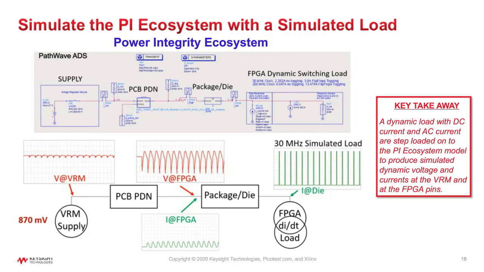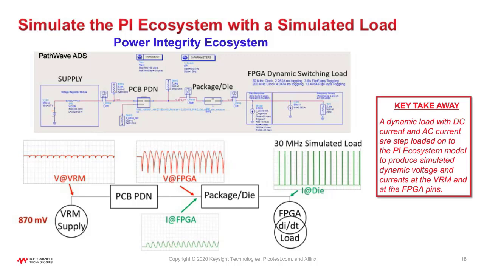Voltage and current simulator probes are placed at the VRM input side to the PCB PDN and at the output of the PCB PDN at the connection to the package pins. The simulation is run with an 0.87 volt DC supply and a known dynamic 30 megahertz switching load current. This simulation provides the dynamic voltages measured simultaneously in time at the VRM and at the FPGA pins. It also simulates the dynamic current going into the FPGA.